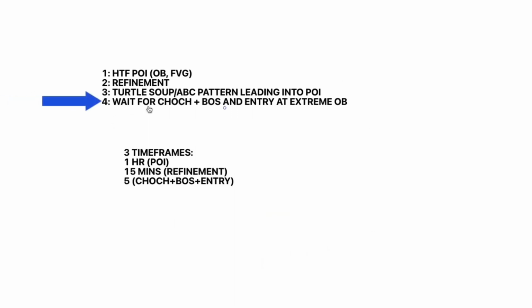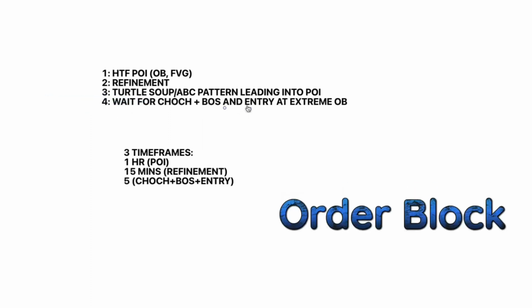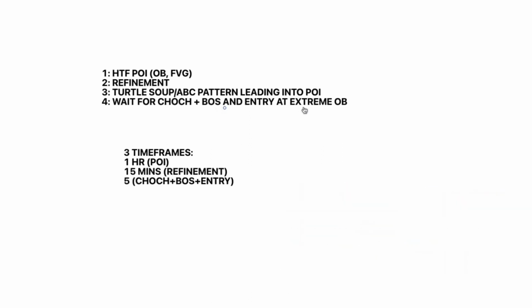Number 4, we wait for a change of character plus break of structure. And after that, we look for entry at the extreme order block, with fair value gaps, of course. The 4th rule is very important. Notice what I said here: wait for a change of character plus break of structure, and only after that do we look for entry. You don't want to look for entry when we only have a change of character. We want to also see a break of structure, and I'll explain later what I mean by that.